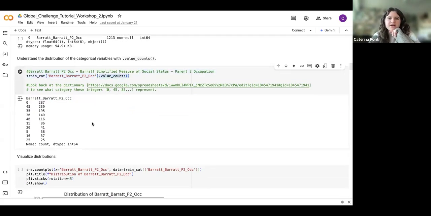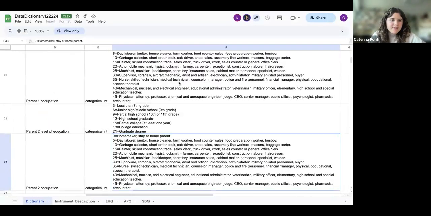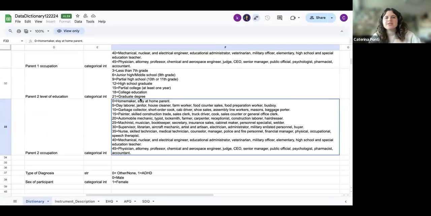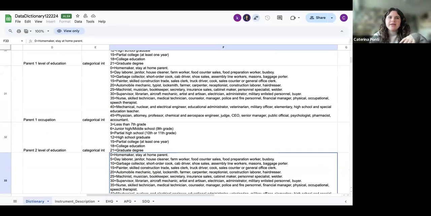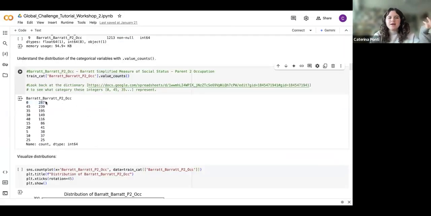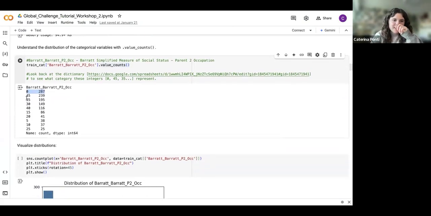And so we can see what is the most popular category in this column. You can definitely see that the zero category, I don't remember off the top of my head, so we can look in the data dictionary. Zero is homemaker or stay-at-home parent. So apparently the most popular parent occupation among our subjects is stay-at-home. So that's something to keep in mind.